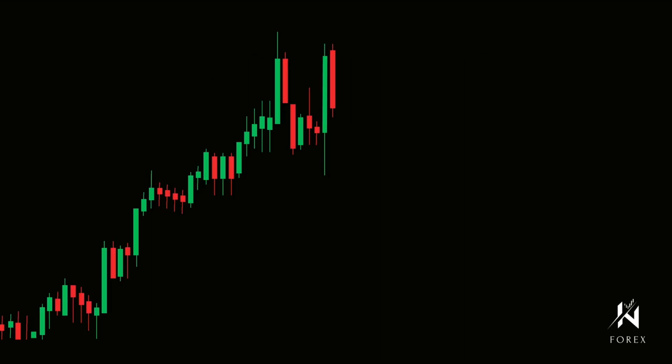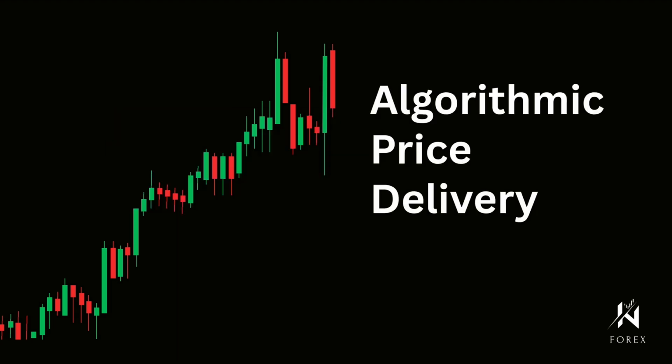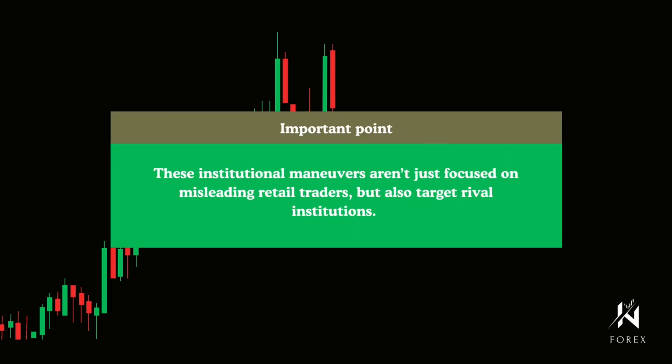We all understand that supply and demand drive price levels on the chart, but there's another element influencing price behavior: algorithmic price delivery. This concept refers to programmed market movements designed to improve order execution and boost liquidity through calculated trade actions that can deceive or catch off-guard retail traders. These institutional maneuvers aren't just focused on misleading retail traders, but also target rival institutions.